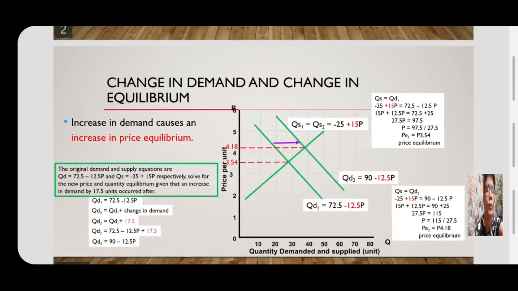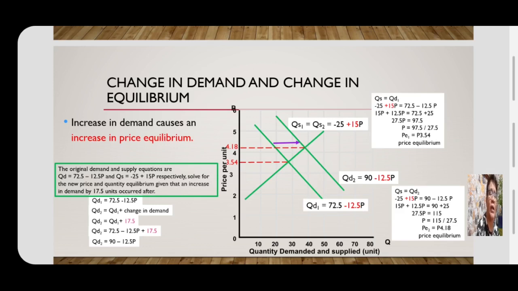So to continue, our P is now our new price equilibrium. The price equilibrium now is 4.18. That's the new price equilibrium. The old price equilibrium is 3.54. So obviously, there is now an increase in price equilibrium from 3.54 to 4.18. Thus, because of the increase in demand, price equilibrium increased.